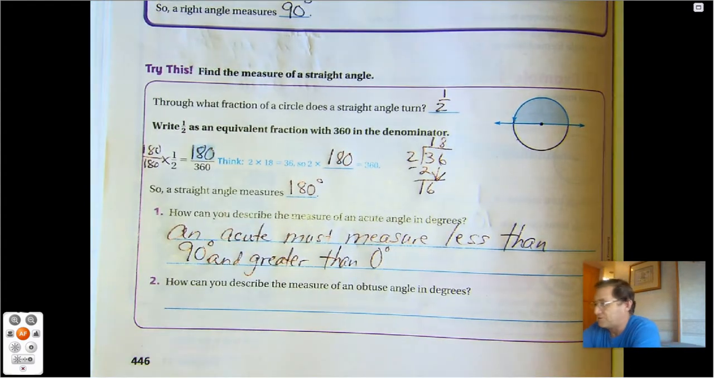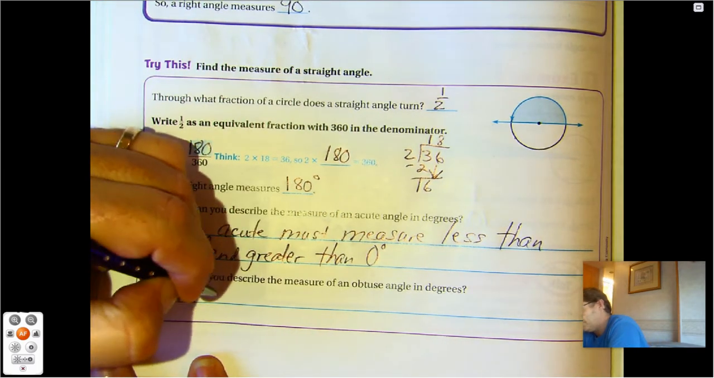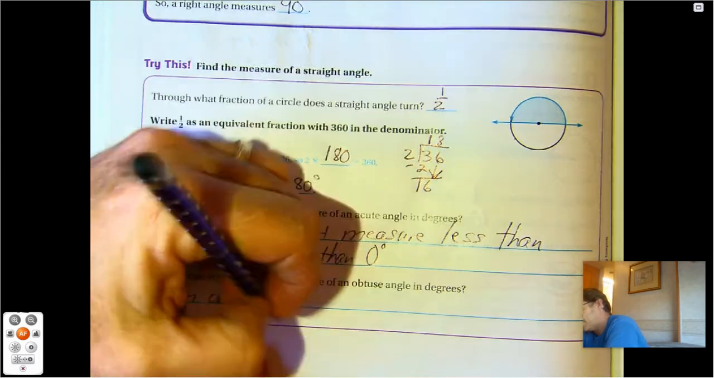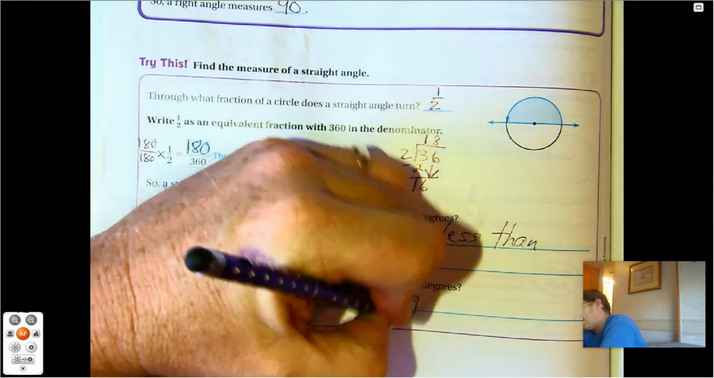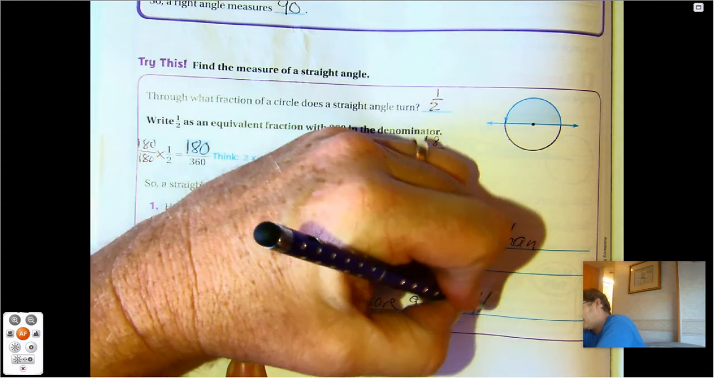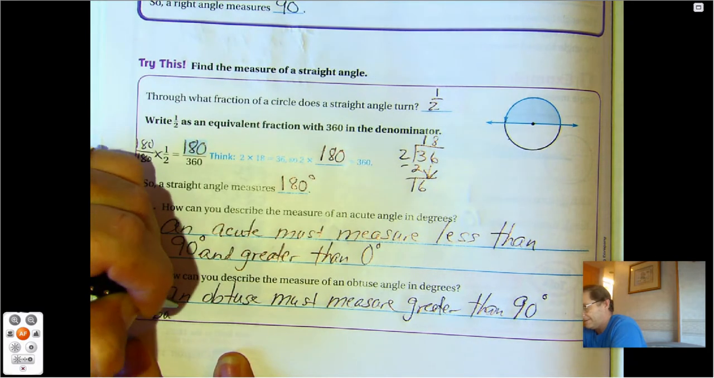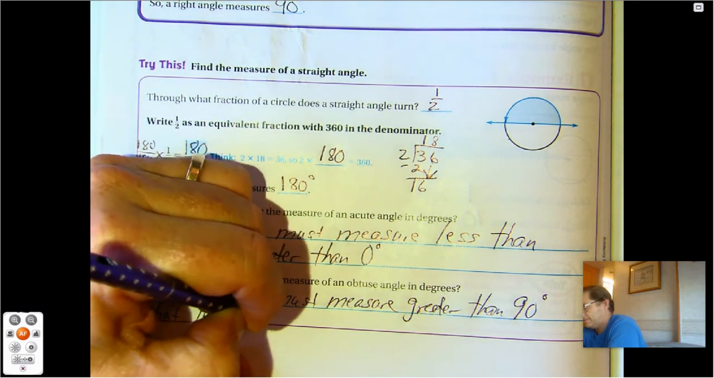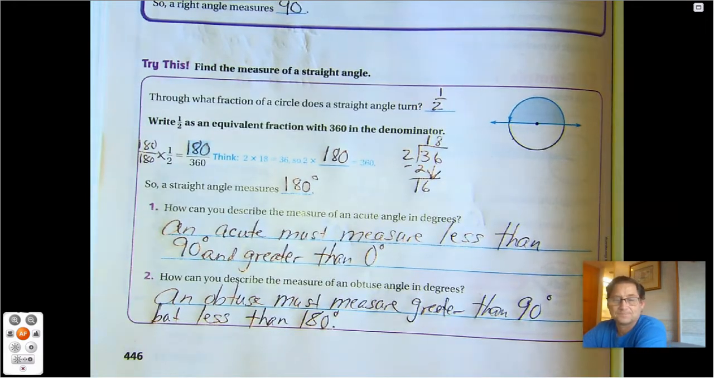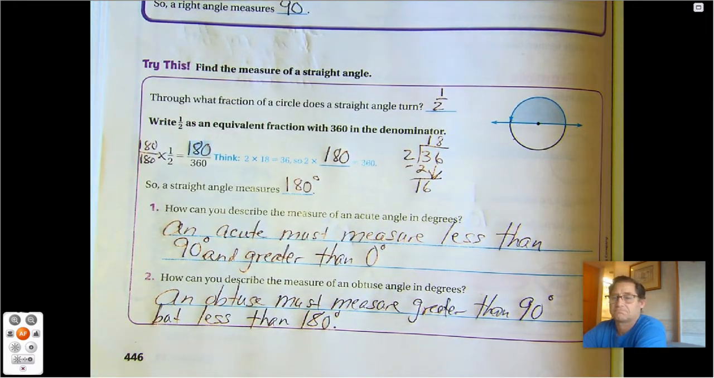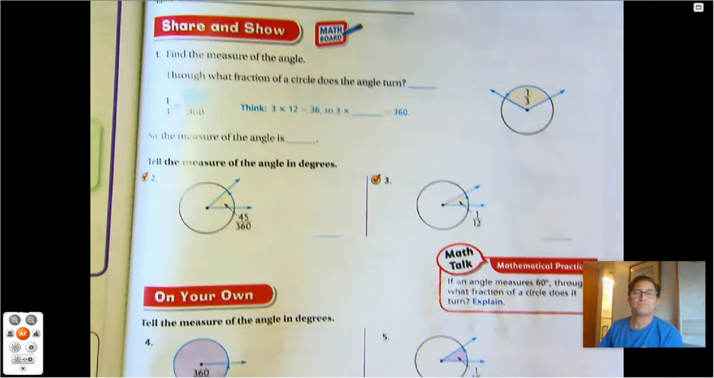How can you describe the measure of an obtuse angle? All right, we talked about that too. An obtuse angle must measure greater than 90 degrees, but less than 180 degrees. Okay. All right. Pretty basic. I think we got this.